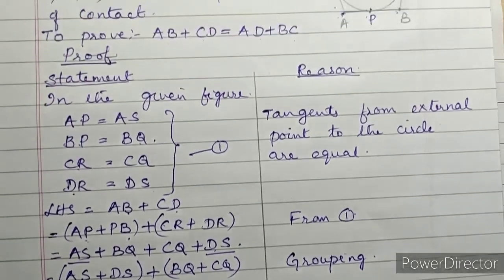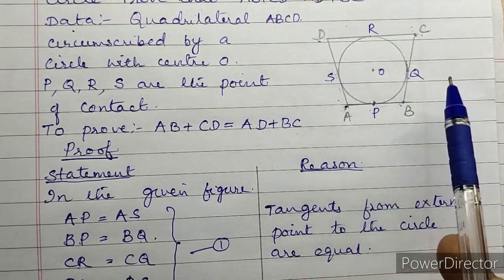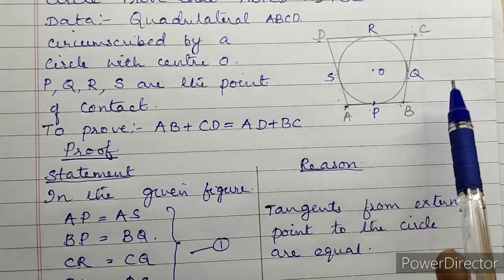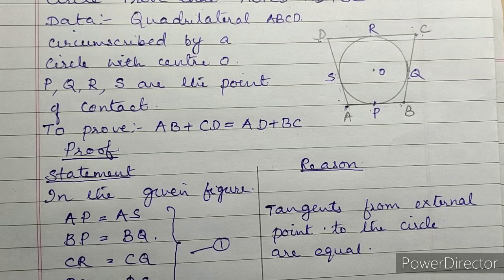So whenever this type of circumscribing sum comes, you have to take the quadrilateral vertices as the external points and take the tangents. Tangents from the external points are equal. That second theorem you have to use. Then just substitute it, and you will get the answer.